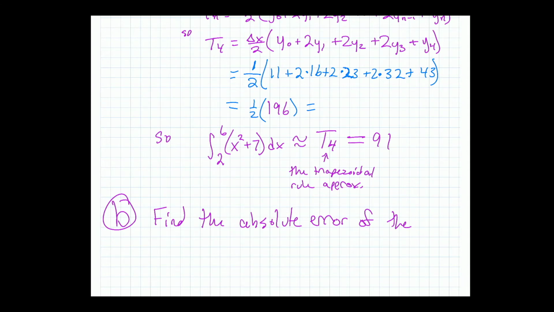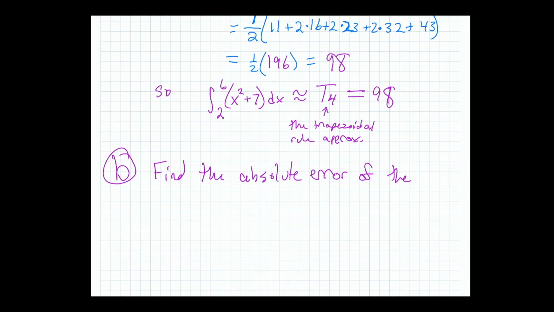Oh yeah, I can. Okay. Yeah, I just typed it in wrong. All right, so it's 196 over 2, which is actually 98. Okay. 98. All right, so find the absolute error of the approximation.